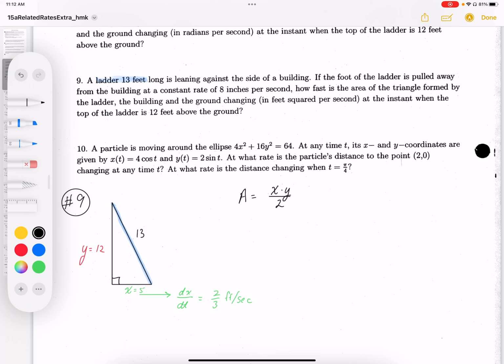So we want to know the area of the triangle and relate it to the height and the width. So I've written it here. The area of a triangle is equal to the height y times x divided by 2. And what we want to do is generate dA by dt. So I'm going to differentiate this, dA by dt.